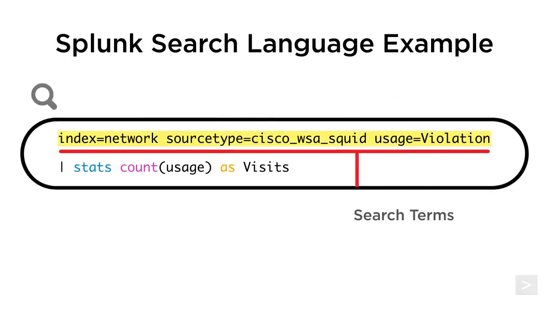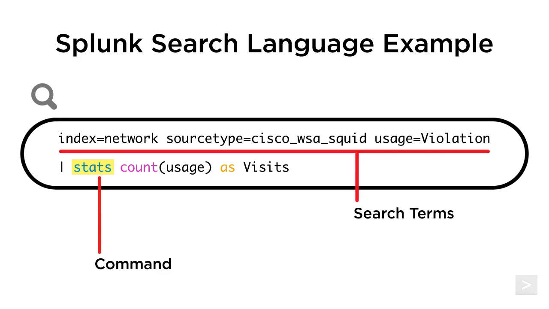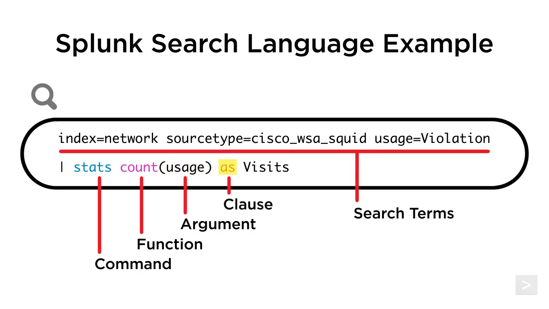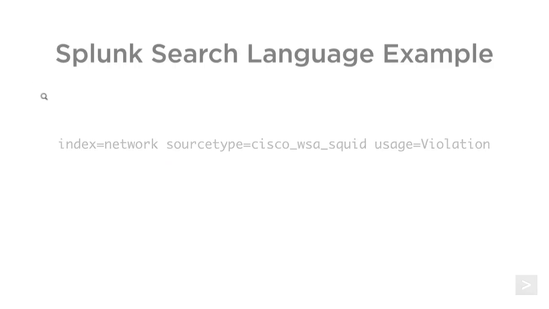First, we have the search terms. Then the first search component. You can see that inside this stats command, there is a function of count, with an argument of usage. The as is the clause. These 2 search components are separated by a pipe. We use a pipe to tell Splunk to pass the current results on to the next component.